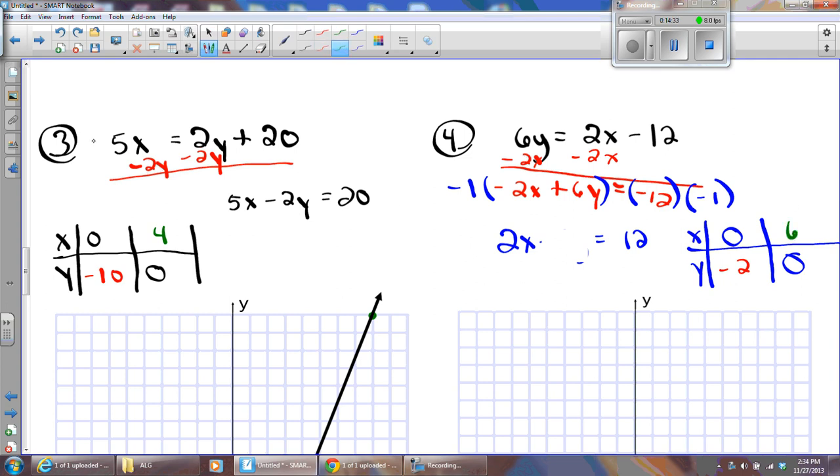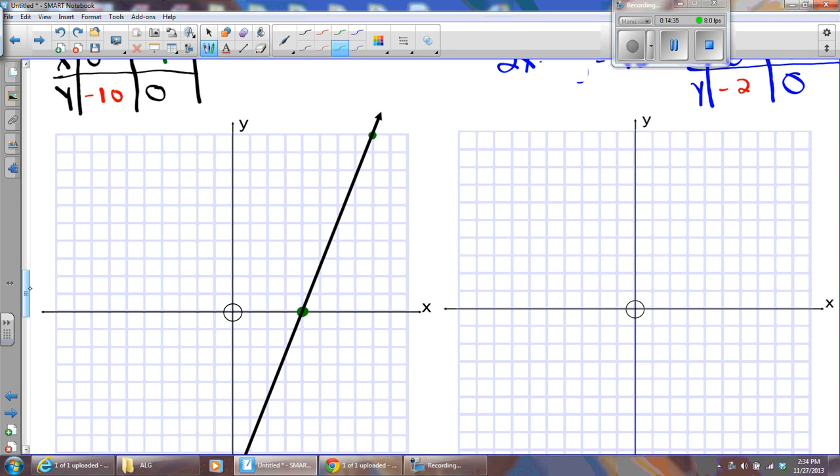So now I can graph my line. 0, negative 2 is down here. 6, 0, 3, 4, 5, 6 is right there. It looks like I'm rising 2 and running 6, so I could go down 2 and run 6. 1, 2, 3, 4, 5, 6 right there. Negative 6, and now I have 3 points.